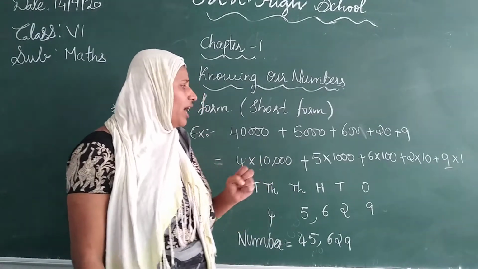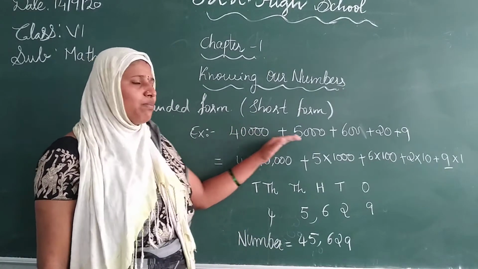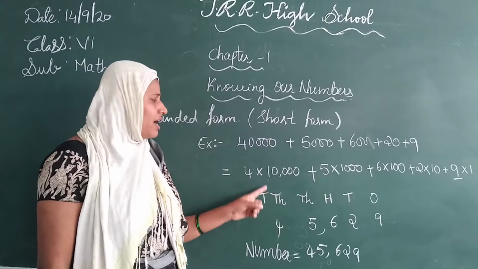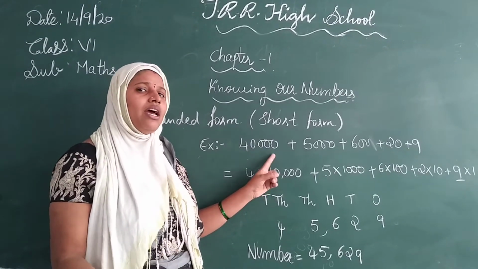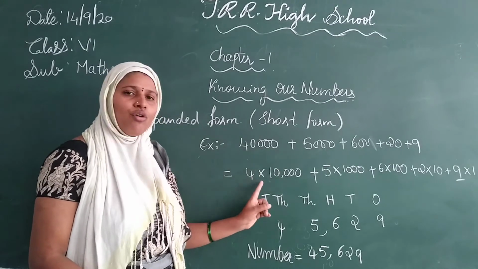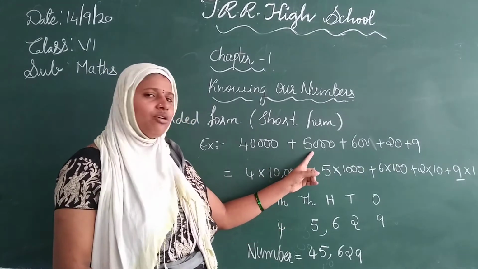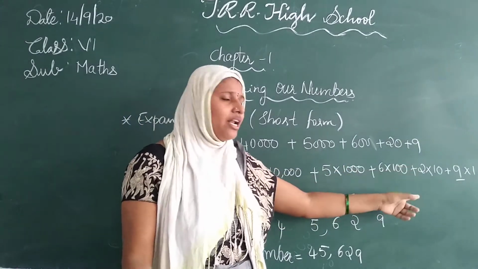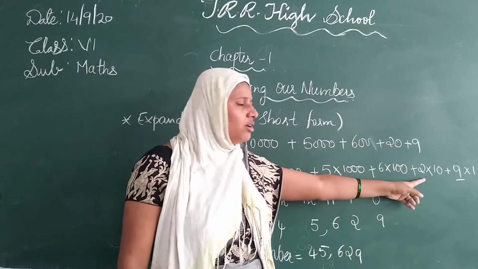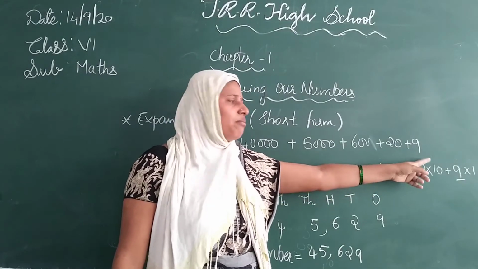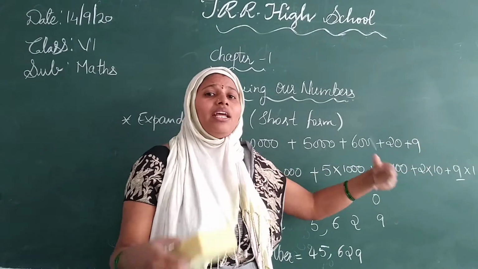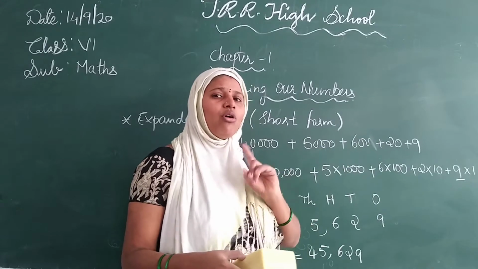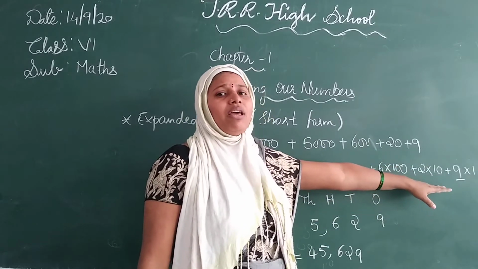So most of you people will get confused in writing the short form. So what I am saying is, when an expanded form is given, first thing is you have to write like this. As 40,000, how I am writing? I am writing 40,000 as 4 into 10,000. 5,000 means 5 into 1,000. 600 means 6 into 100. 20 means 2 into 10. As there only one 9 is there, so I am multiplying 9 with 1. Then only I can get only 9. If you multiply with 0 or 2, some other number you will get. We should get only 9. So what you will multiply? You will multiply with 1.